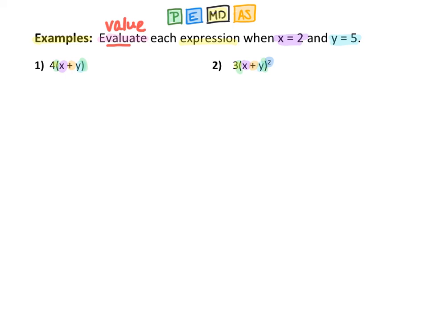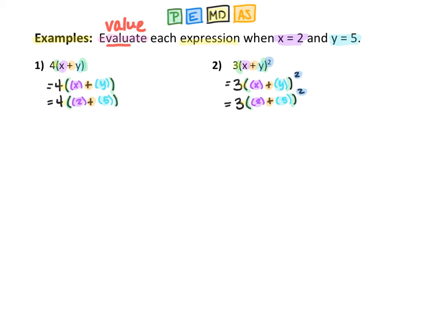But our first step is going to be to replace our variables with the numbers that they give us. So for both examples, we start off our problem by first rewriting it by putting parentheses around the exponents so that we're ready for plugging in those numbers that they gave us. So for example 1, when we plug in 2 for x and 5 for y, we have 4 times, in parentheses, 2 plus 5. And then example 2, when we plug in 2 for x and 5 for y, we have 3 times, parentheses, 2 plus 5, close parentheses, squared.